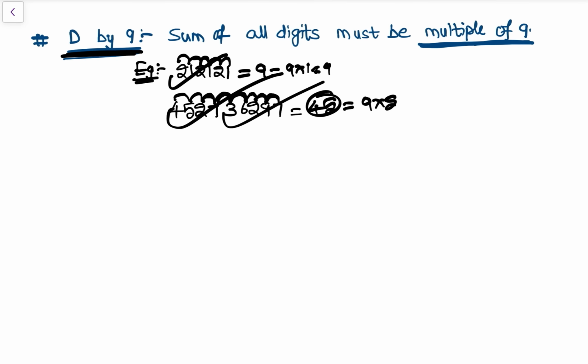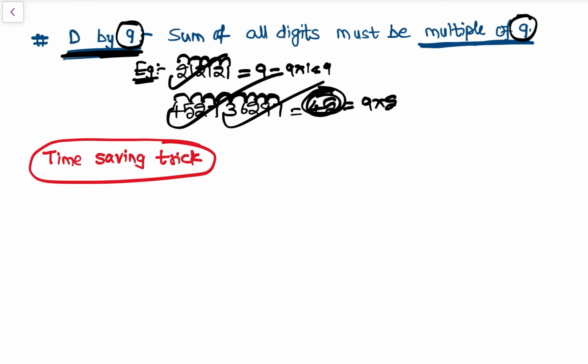Same, see, 3 का sum of digits multiple of 3 होना चाहिए. Similarly 9 का sum of digits multiple of 9 होना चाहिए. Simple rule है. Now trick, time saving trick we have for 3 also. Time saving trick for 9 also, that is make a pair of 9. इसमें 3 और 6 का नहीं बना सकते because 9 का वो है and cancel.